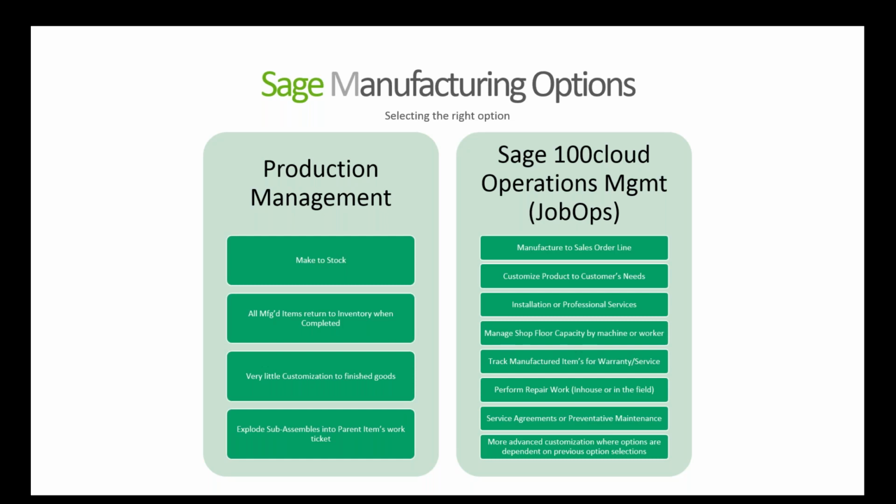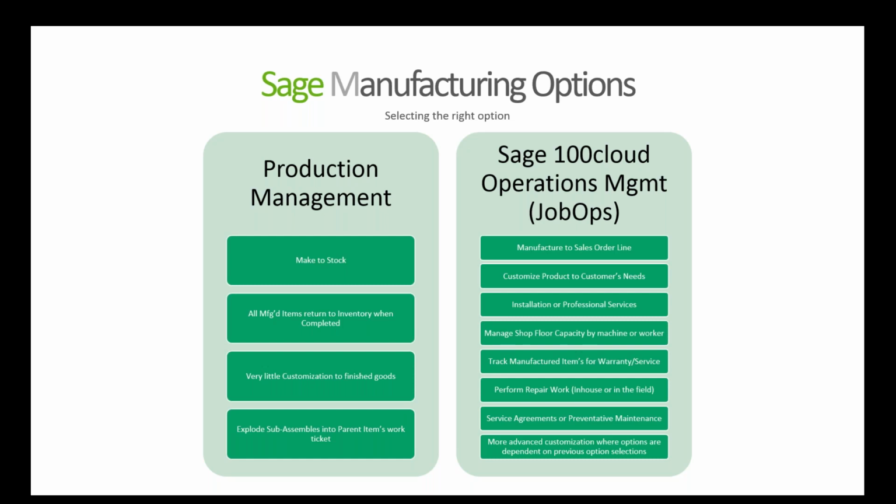When they want to manage the shop floor capacity by machine or worker, that's really referring to our enhanced scheduling tool, where they need to be able to say, what's my capacity? When can I get this done? What's my capable to promise date? What do I have scheduled for today? That is another fit for operations management.